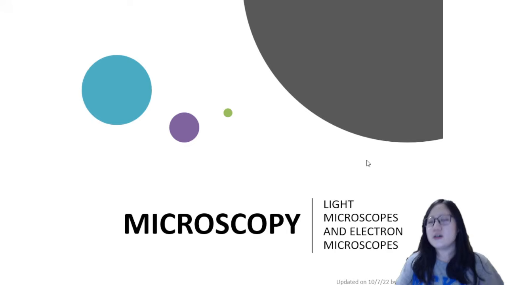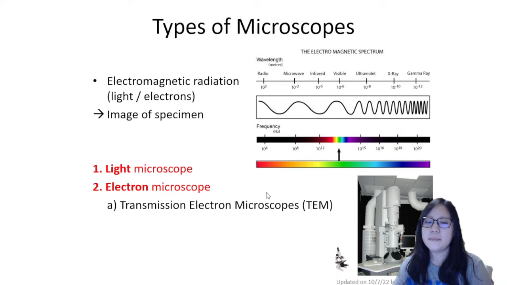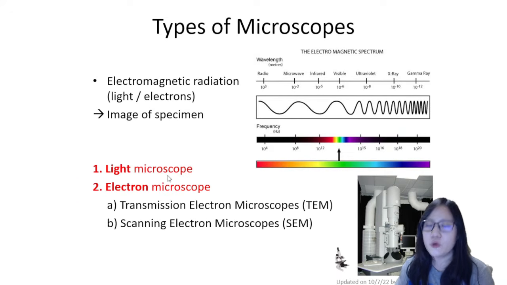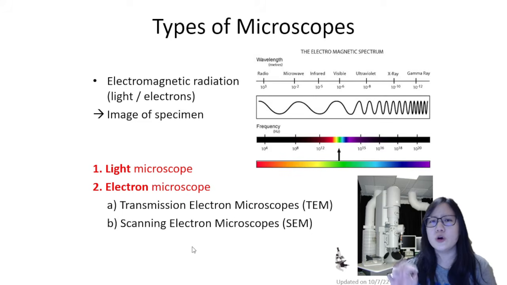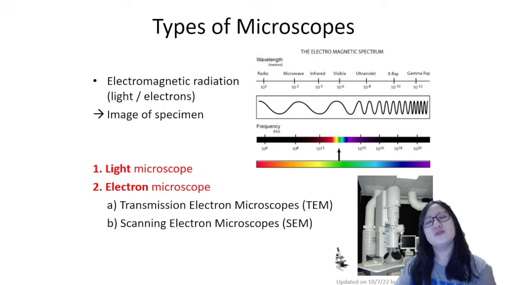Now, in microscopy, there are 3 main microscopes that you are going to be learning. Number 1 is the light microscope. Number 2 is the electron microscope. And there are 2 types of electron microscopes here, transmission and scanning, that I'll be hearing about soon. Now, before we go into the specifics for each microscope, we must first look at some terms.